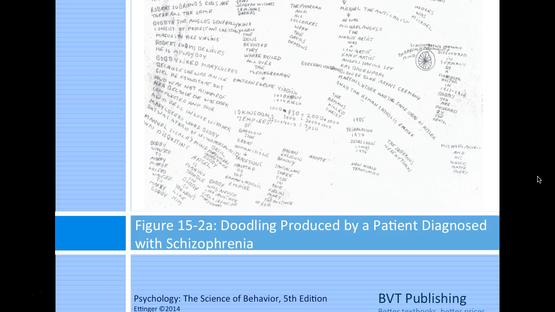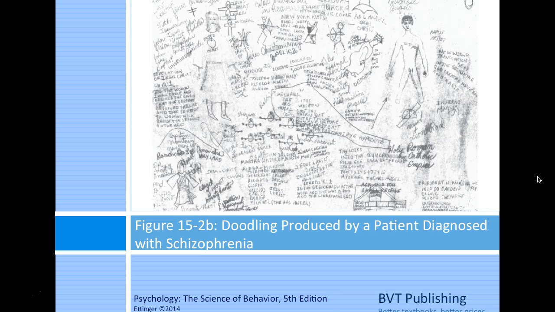This is doodling produced by a patient diagnosed with schizophrenia. So you can see that with the mood disorder, there's not quite the same level of disorganized thought as there is with the schizophrenic patient. And here's the schizophrenic patient again. You can see some religious and sexual themes here in this picture. Both of those things are very common for people who are struggling with schizophrenia. Those are very common fixations and hallucinations, religion and sex.